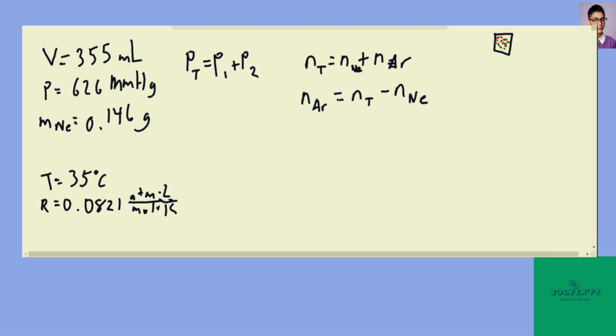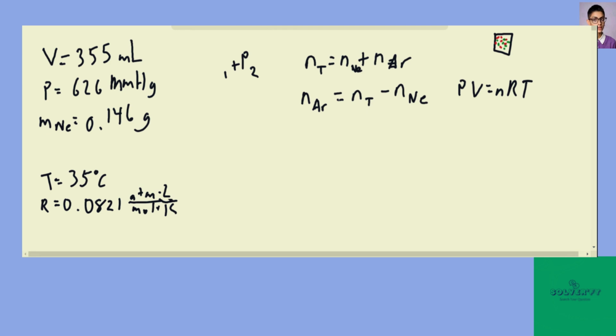And if we look at the ideal gas law, PV equals nRT, what we have, we can actually calculate the total number of moles, and we can calculate the moles of neon.